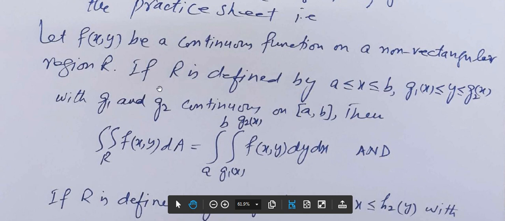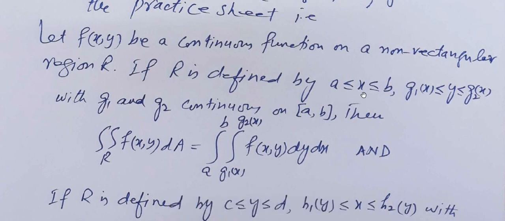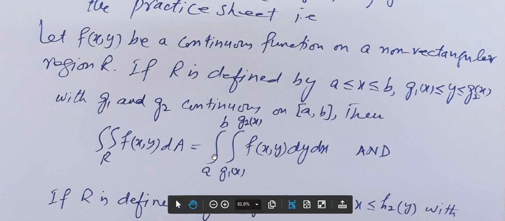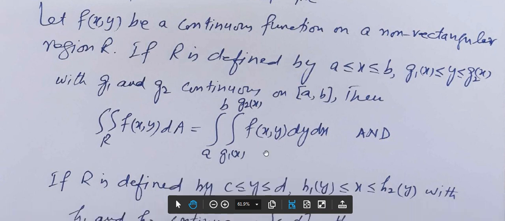Because this x is in a limit a to b, this will be a number, so you must write this first, and then here this will be a function, so you must write this inside. If you write the function outside and this limit inside, then at the end you will get an answer in a variable, but we want some number.